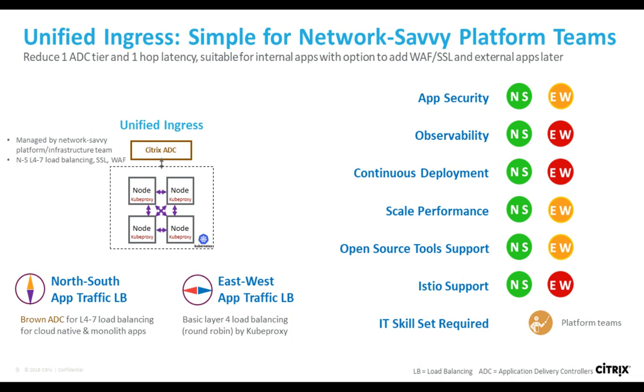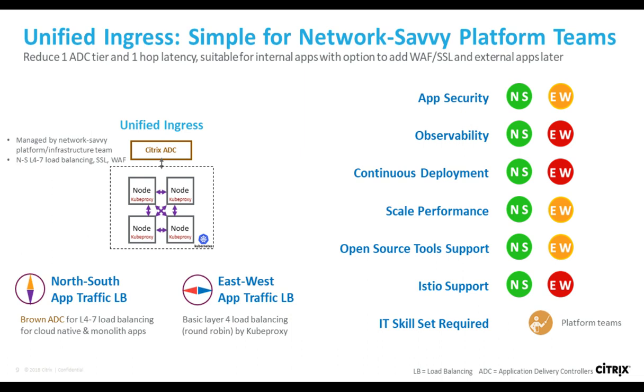The difference from this architecture versus the previous one, we have collapsed two-tier ADCs for north-south traffic into a single ADC. The benefit of that, you reduce complexity of one ADC tier. You also reduce one hop latency. Benefits are exactly the same as the previous architecture, so we're not going to go into the details.